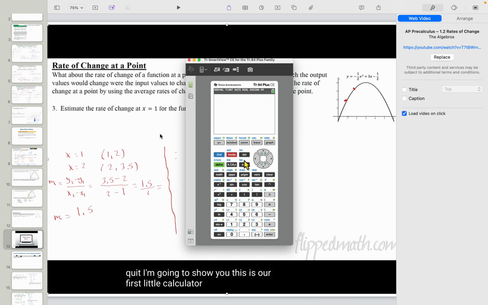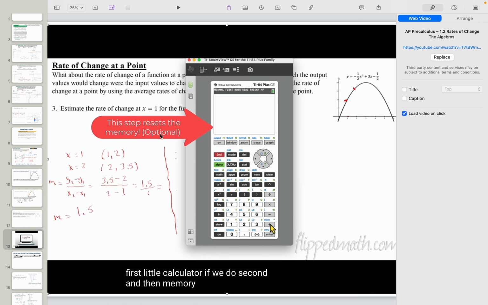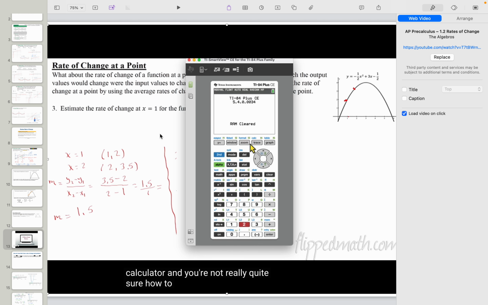This is our first little calculator. If we do second and then memory, which is above the plus sign, and 7, 1, 2, that'll help us clear the RAM. You only have to do this if this isn't your calculator and you're not quite sure how the settings are, since they could be messed up. But I just cleared the memory out.